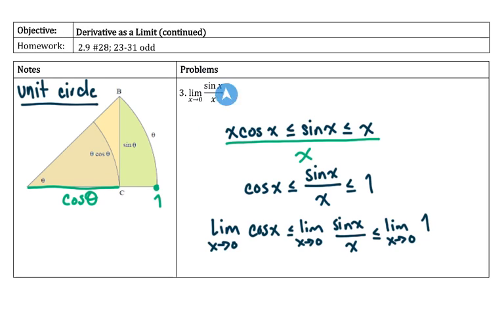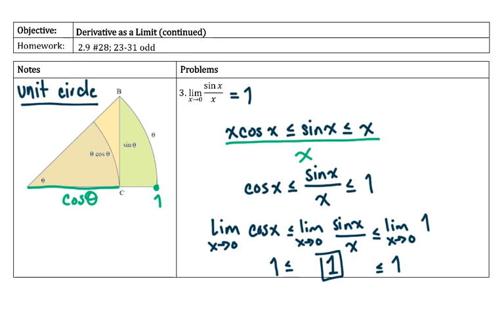Now, this limit on the inside is the one that we don't know, but we know the limit of cosine of x as x approaches 0 is 1, because that's just what cosine of 0 is. We know that limit as x approaches 0 of a constant is just itself, 1. So now we know that this limit must be in between 1 and 1, which means that it is also equal to 1.